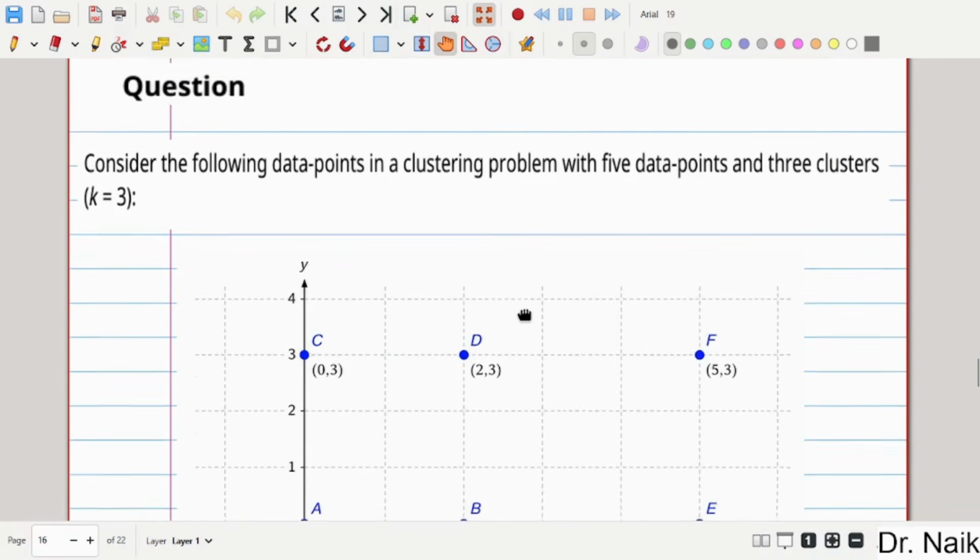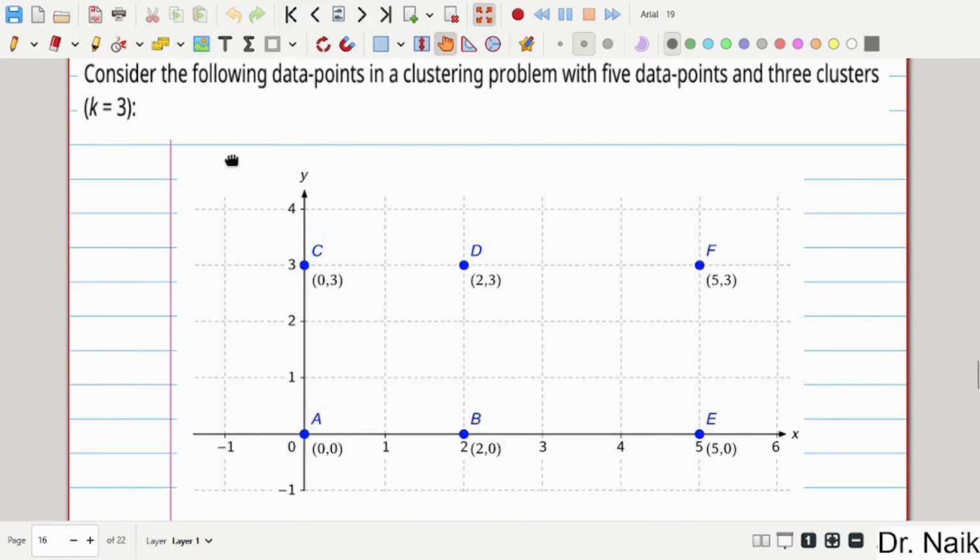Now consider another question. Consider the following data points in a clustering problem with 5 data points and 3 clusters. 3 clusters means k is equal to 3. So these are our data points A, B, C, D, E and F. Now look at their coordinates.